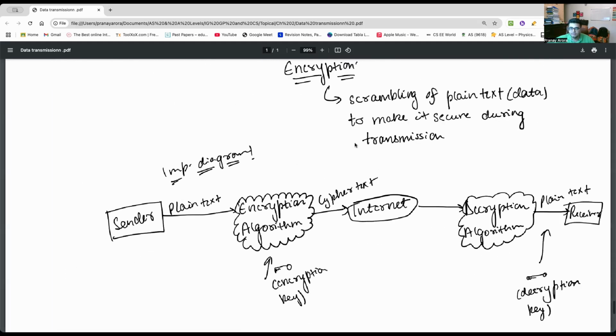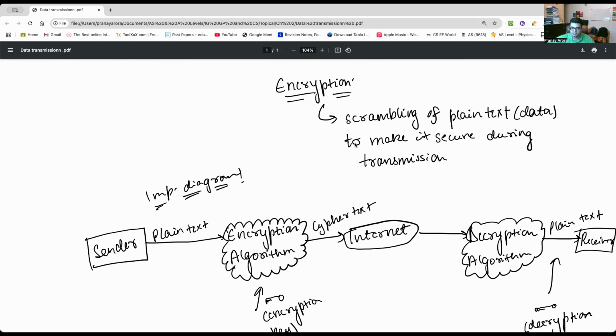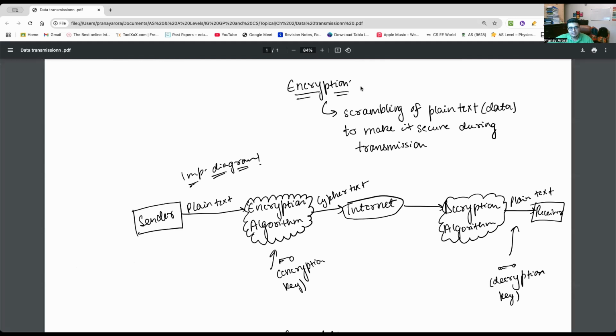Coming to the last topic of this chapter, which talks about encryption. There are two types of encryption: asymmetric encryption and symmetric encryption. Encryption is when we scramble data. We have plain text, normal data, and we scramble it into a secure, scrambled file, which is called ciphertext.